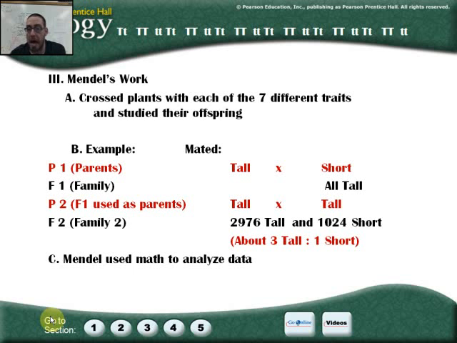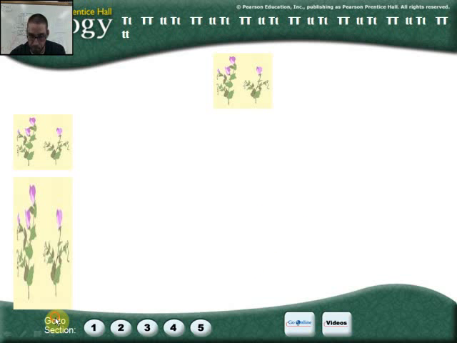So he started to put numbers and math to this information. If you cross 2 heterozygous, you always get a 3-to-1 ratio, and in this case it would be 3 tall to 1 short. Now it's a possibility. Understand that if you were to do this 100 times, you would end up somewhere around a 3-to-1. That's why you see the numbers 290 or 2,976 and 1024. They're right around that 3-to-1 ratio.